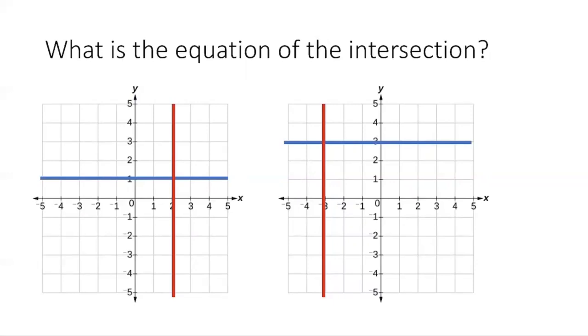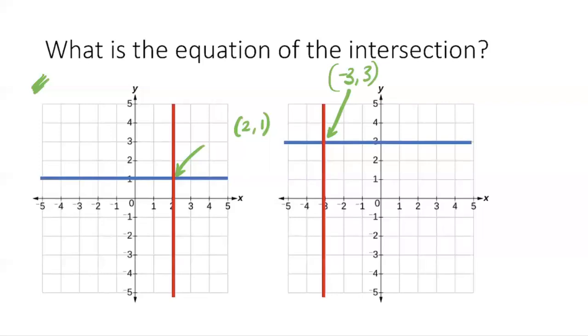Okay, so if we're looking at this first one here, the first grid, then this coordinate here is going to be 2, 1. And for this one, the intersection here is going to be at negative 3, 3. Okay, and that is how you find the intersections.